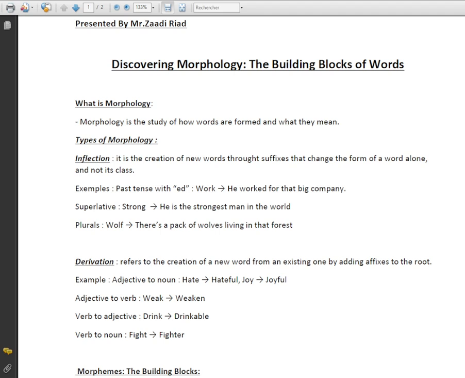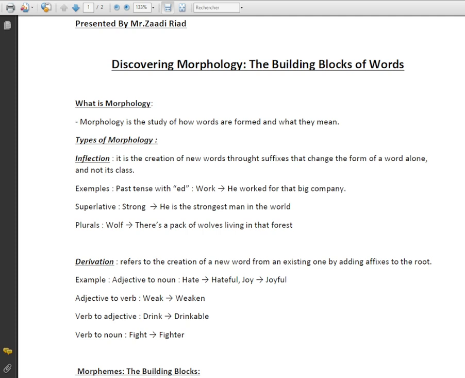So let's get started. First of all, what is morphology? Morphology is the study of how words are formed and what they mean. So basically, we're searching for how they are made and their sense in their transformation. Since morpho means transformation and logy means science, it is the science of transformation. Thus, let's get on to the second point.